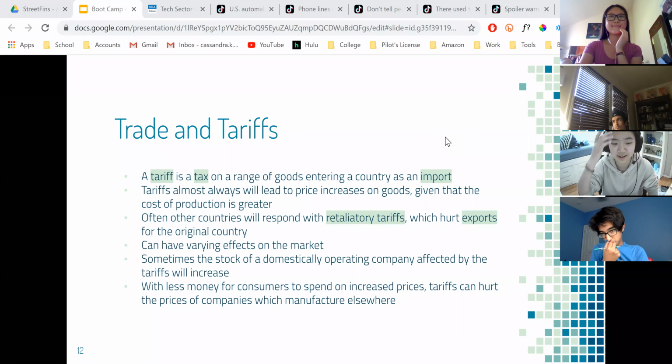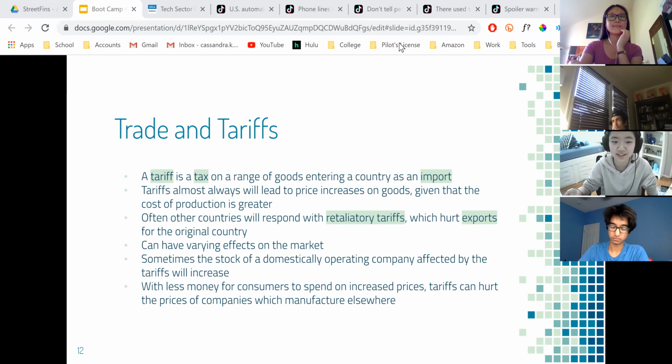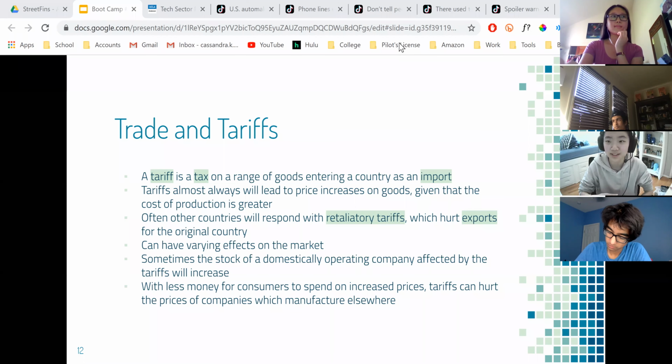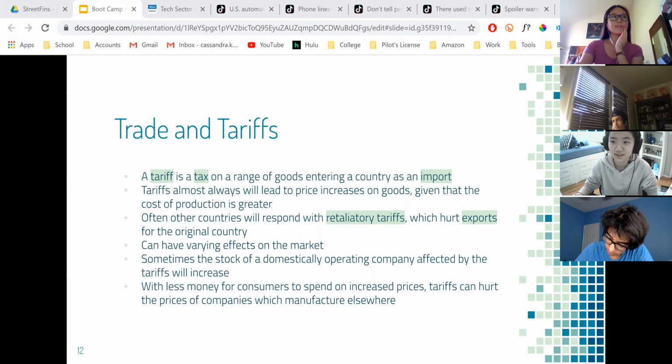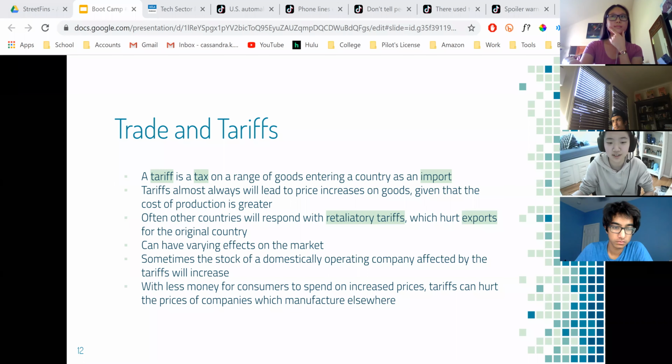Yeah, you got that right. Basically, if there's a tax on goods, it would be cheaper to produce the product in the country instead of importing it. So that increases production within the country that set the tariff, and this protects domestic industries.